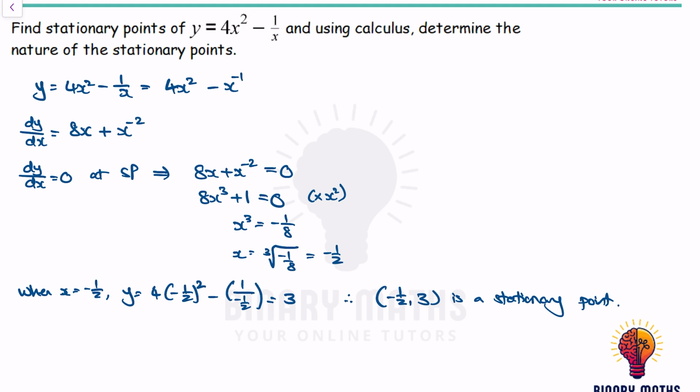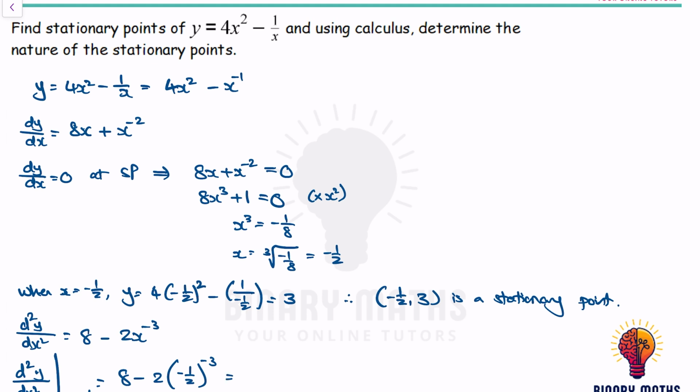Now we need to determine the nature of it. The first thing I need to do is work out the second derivative, which is d squared y over dx squared. If I differentiate again, I get 8 minus 2x to the minus 3. So if I work out the second derivative when x is equal to minus a half, I get 8 minus 2 times minus a half to the minus 3, which gives me 8 plus 16, which is 24, which is greater than 0. Therefore (-1/2, 3) is a minimum point.